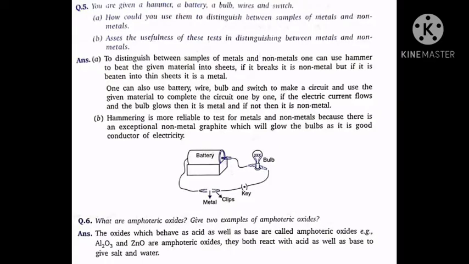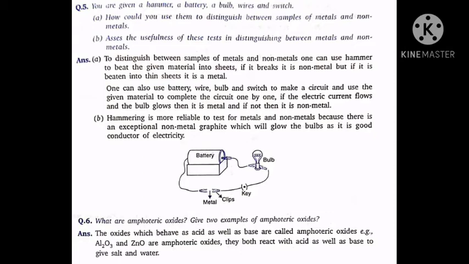Question number 5. You are given a hammer, a battery, a bulb, wires and a switch. A. How could you use them to distinguish between samples of metals and non-metals? B. Assess the usefulness of these tests in distinguishing between metals and non-metals.